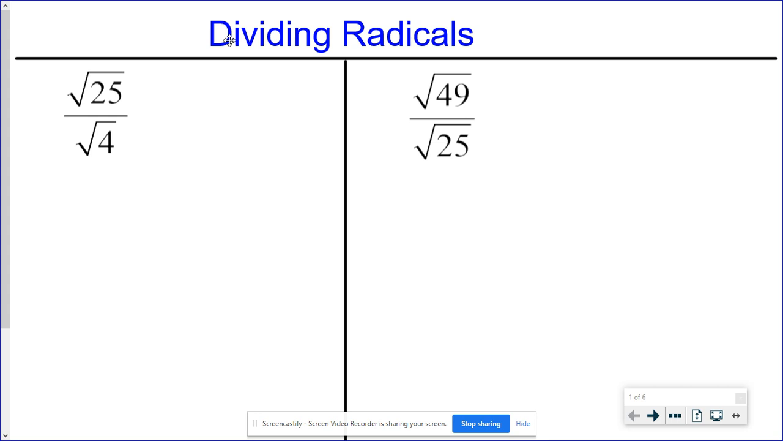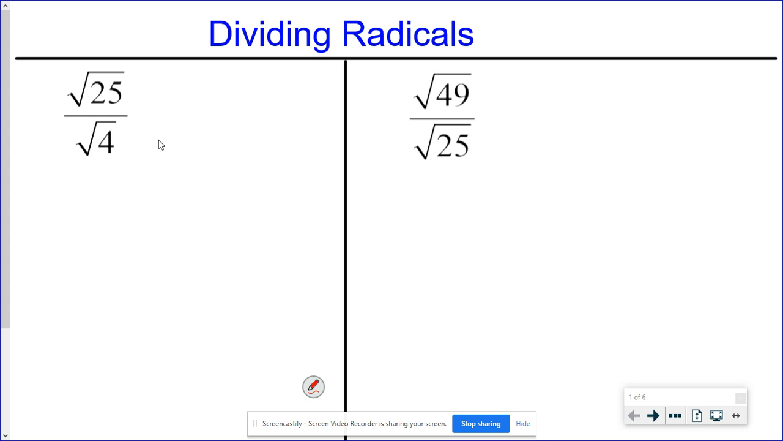So in this first problem that I have, square root of 25 over the square root of 4. Now, when we multiplied radicals, we said we could just multiply them both. In this one, technically, we could make this one big fraction. It doesn't really help us because 25 over 4 is not a nice whole number answer. So instead, I would say, oh, these are both perfect squares. In fact, both problems on the screen right now, all perfect squares.